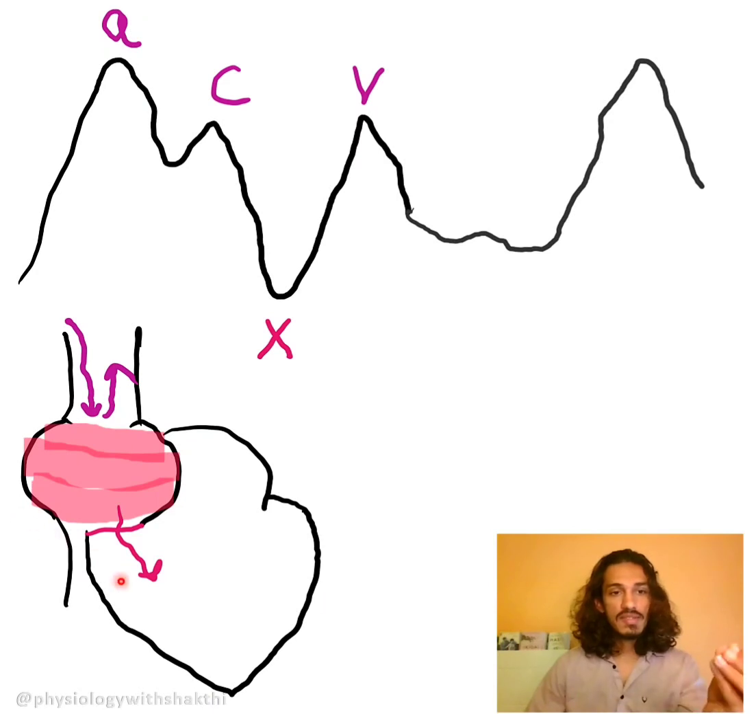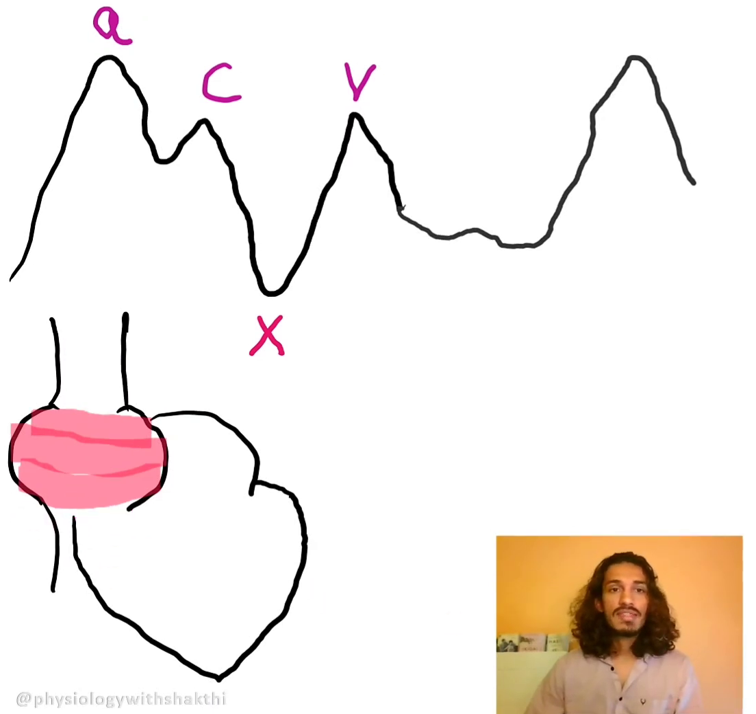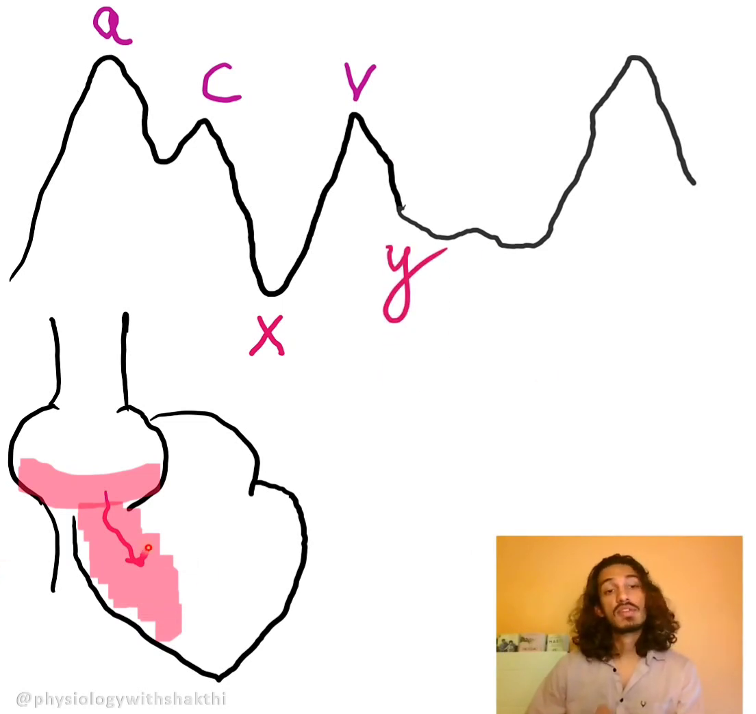So when this opens up and this flows down, that is your next thing. This part of it goes down and that results in your next, that is your Y descent. So this is your Y descent.